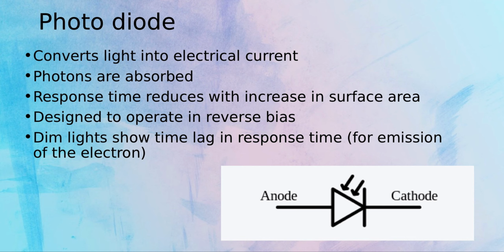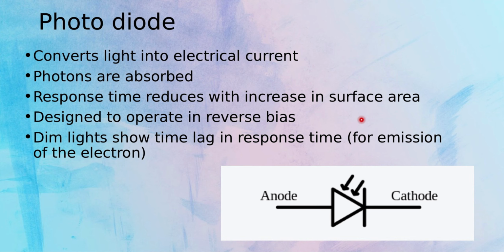Moving on, let's see the photodiode. Some people confuse a photodiode with a light-emitting diode. There's a big difference. A photodiode senses light and converts light into electric current, but a light-emitting diode emits light when current flows through it. So a photodiode converts light into electric current.